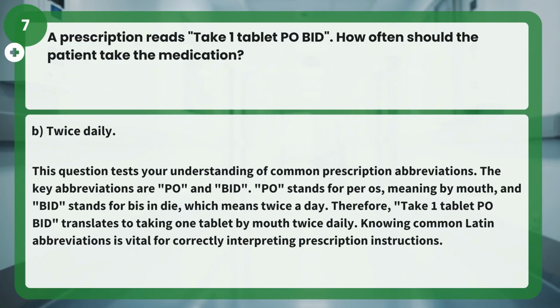Answer: B. Twice daily. This question tests your understanding of common prescription abbreviations. The key abbreviations are PO and BID. PO stands for per os, meaning by mouth, and BID stands for bis in die, which means twice a day. Therefore, take 1 tablet PO/BID translates to taking 1 tablet by mouth twice daily. Knowing common Latin abbreviations is vital for correctly interpreting prescription instructions.